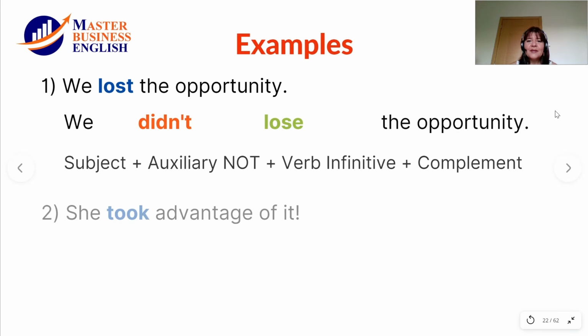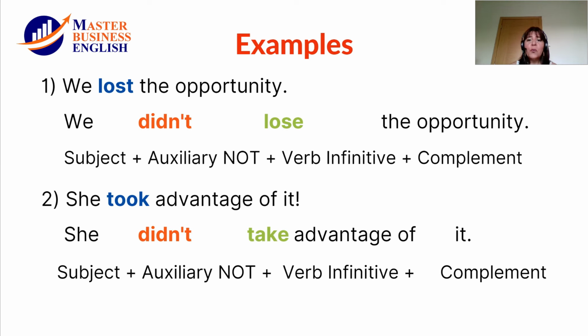Let's see some examples. We lost the opportunity. Here, we want to transform it into negative. We didn't lose the opportunity. Why lose? Because it's the verb in infinitive. When we have the auxiliary, the verb goes in infinitive. Here, the auxiliary is didn't, in negative. So the subject, the auxiliary negative, the verb in infinitive, and then the complement.